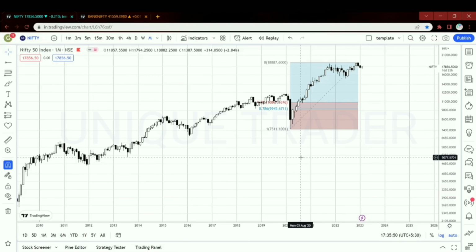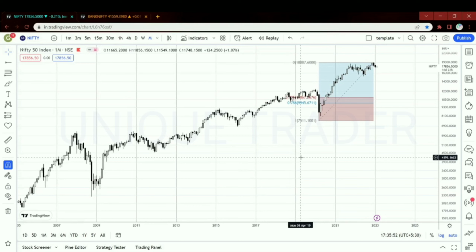And if the price ever closes below the swing low, I'll be exiting my positions from Nifty 50 happily if price ever closes below the low.